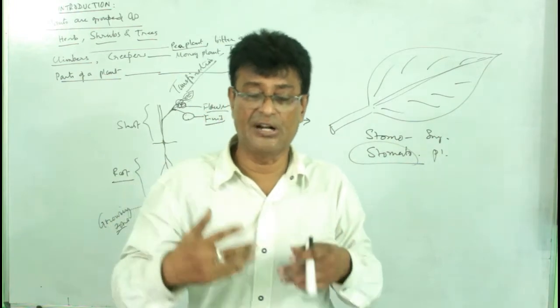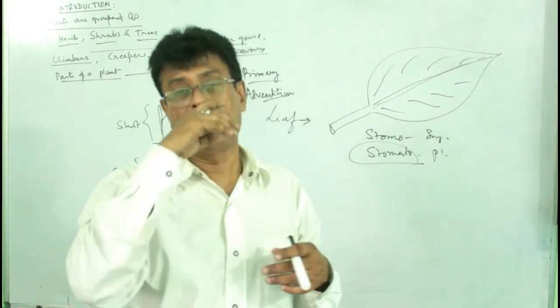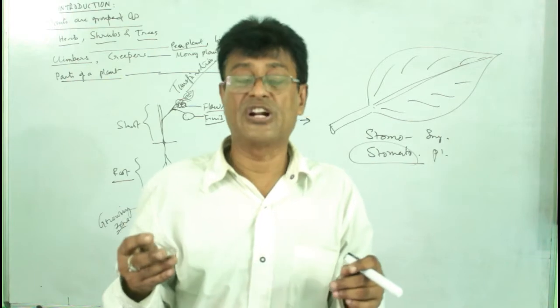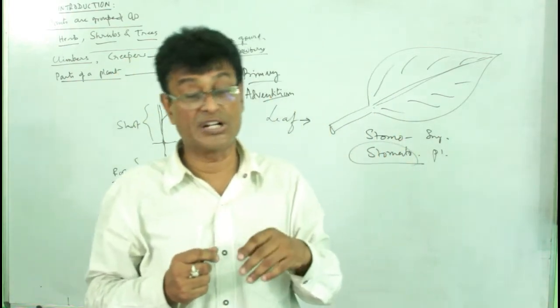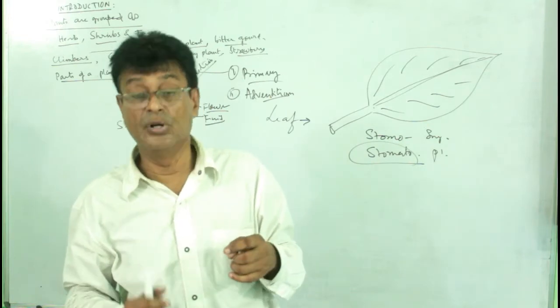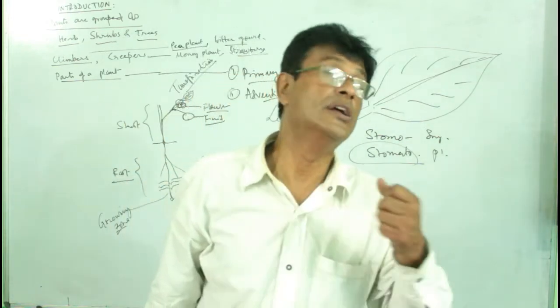Respiration, that means taking oxygen in and out and breaking down the food, and transpiration, keeping control of the whole body water of the plant. So that is how the leaf can help in transpiration.